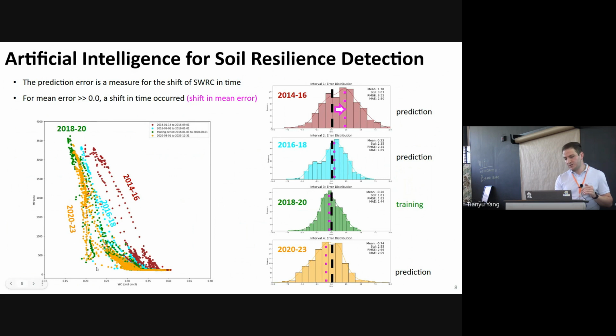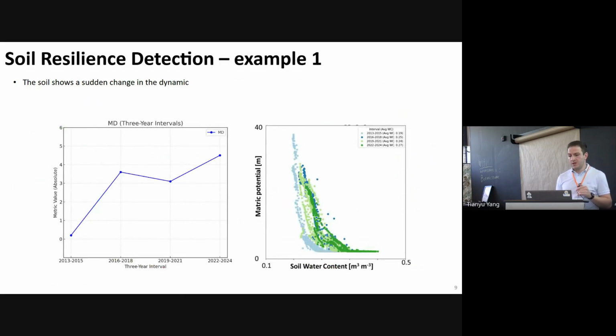If we look at these points, our soil is moving simply to the left. So I trained it in 2018, and I was able to detect that the blue one is approximately the same as the green one, while the red one is far away. The yellow one starts shifting to the left. And this is just another example where I train it on the blue one, and now we can clearly detect that after 2016 all the years were shifted.